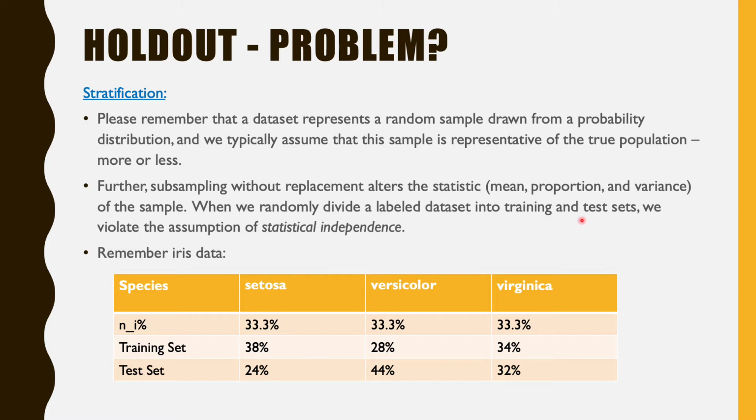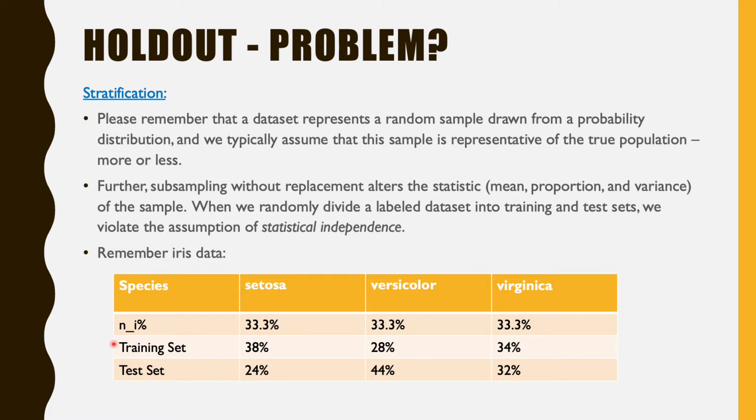Let's remember the iris data set. We have the species Setosa, Versicolor, and Virginica. Please assume that the iris data set is representative of the true population, for instance, assuming that iris flower species are distributed uniformly in nature. You will see that they are uniformly distributed for each species here.